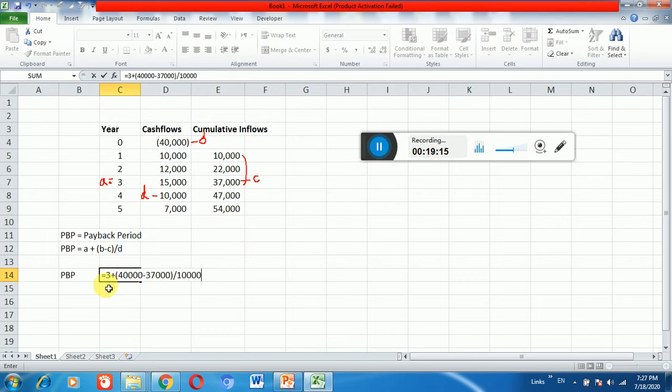Once again, look here, 3, this is A, we put it here, and then we have 40,000, which is our B as in the formula, and then minus C, 37,000, and the whole should be divided by 10,000, D. Okay, now press enter. We have 3.3.